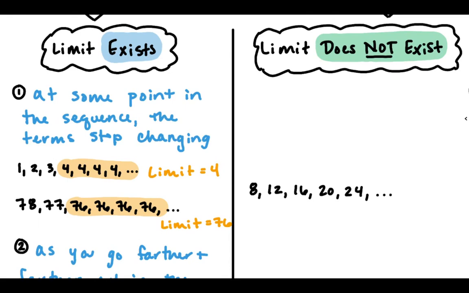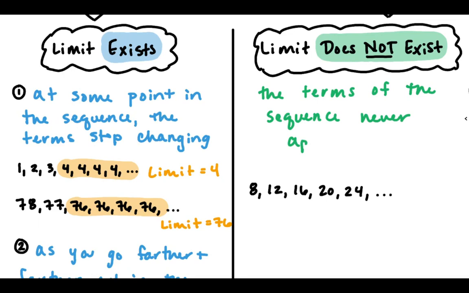So a sequence doesn't have a limit, or we say the limit does not exist, if the terms of the sequence never approach a single number. And again, that word approach is in there, and it's an important word for limits. And remember that approach just means to get closer to. So if you're approaching someone on the street, you're getting closer to them, right? So if terms are approaching a number, they're getting closer to that number. So if we are approaching a number, we have a limit. If we're not approaching a number, we don't have a limit.